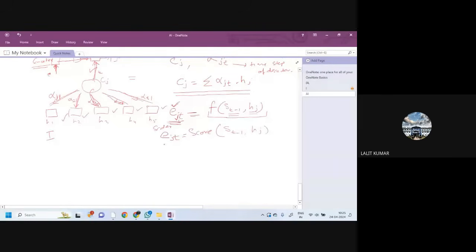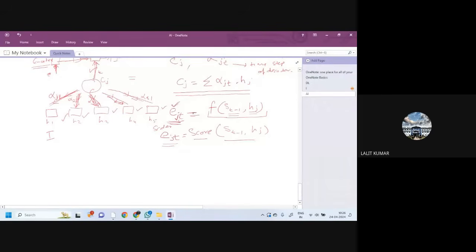And if we calculate this EJT, it will be different for this, different for this, different for this, different for this. Is this clear that this EJT will be different for the edges? Yes, it is clear. Okay. So EJT is nothing but a score, and this will be different for all of these.